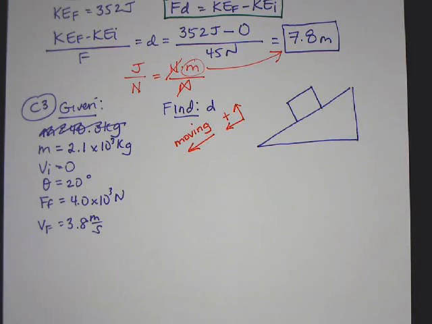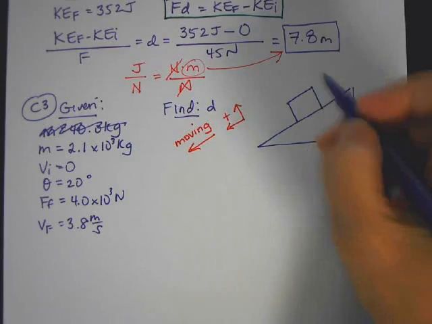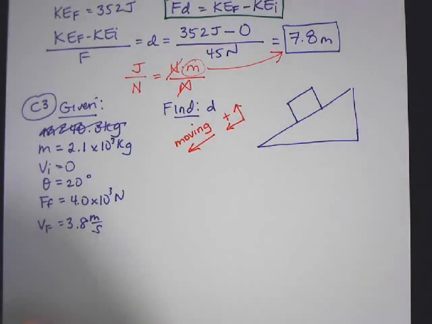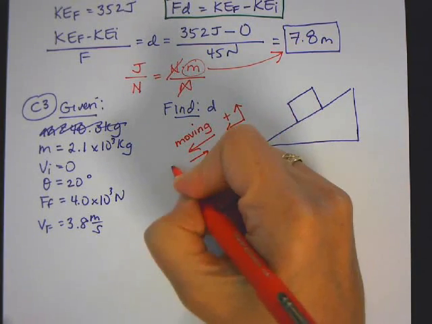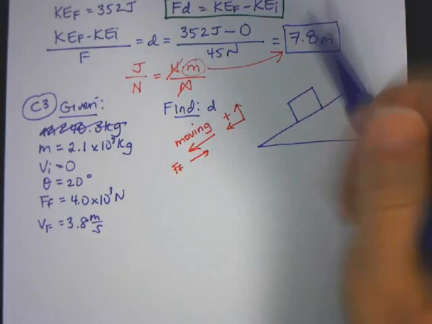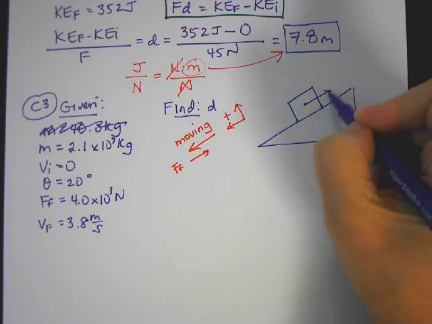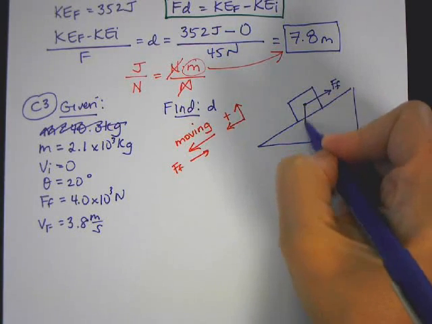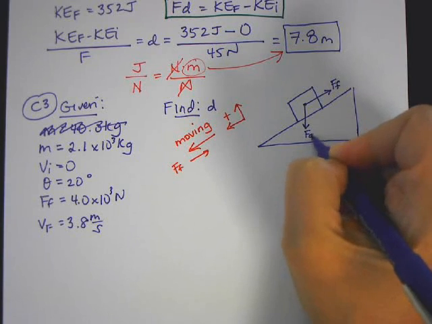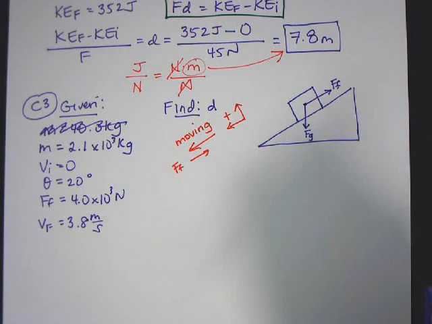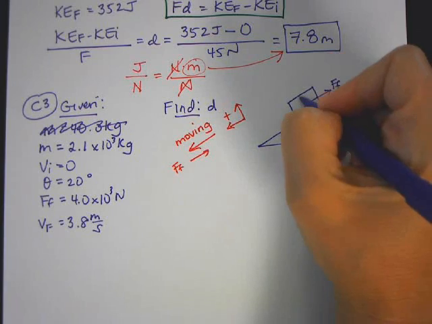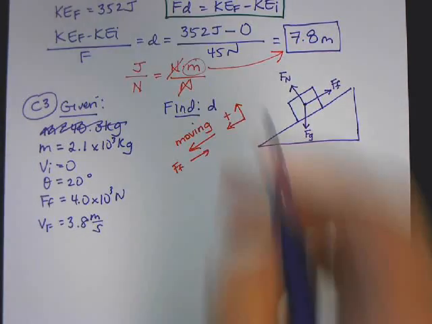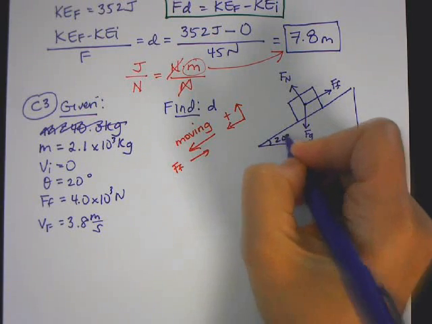So now, what's going on here? Well, there's friction, so remember, if the object is moving this way, friction always goes opposite the direction of motion. So I know my frictional force is going this way. I know my weight always acts straight down. And I also know that my normal force always acts perpendicular to the surfaces in contact. So this is my free body diagram, and I know that this is 20 degrees.